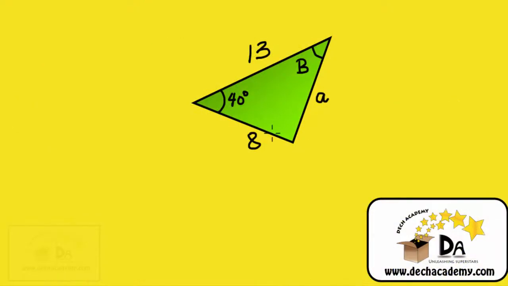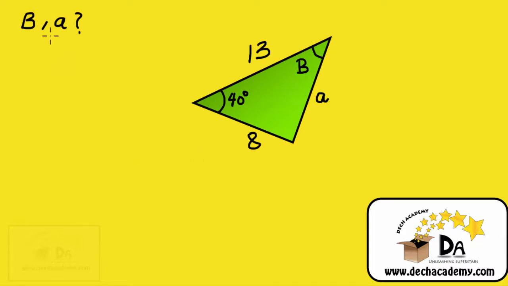So take this triangle. The lengths of two sides are known. This side has a length of 13 units. This side has a length of 8 units. The other side has an unknown length of a. Only one angle is given. The other angle is unknown, and this angle here we're not really interested in. The question now is, can the sine rule be used to find this angle B, and can it be used to find this angle A? Those are the questions we want to answer.